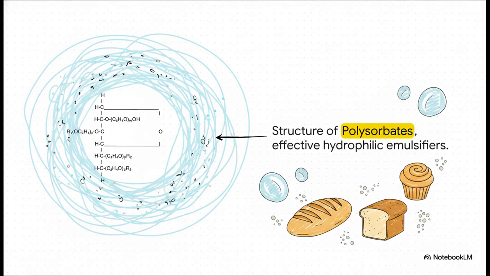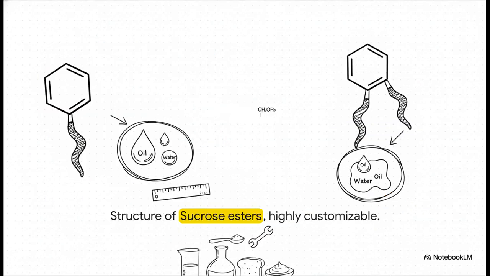They are heavily utilized in the commercial bakery industry specifically as anti-staling agents. And this one is just absolutely fascinating. Sucrose fatty acid esters. We are essentially looking at common sugar that has been esterified with fatty acids.